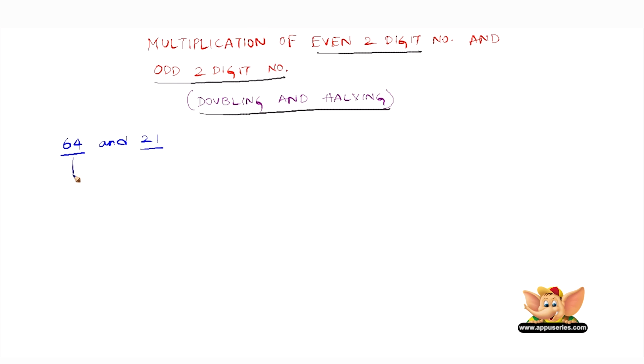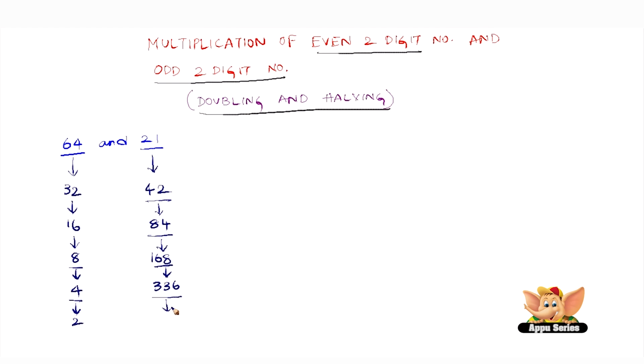So half of 64 is 32 and the double of 21 is 42. Half of 32 is 16, double of 42 is 84. Half of 16 is 8, double of 84 is 168. Half of 8 is 4, double of 168 is 336. Half of 4 is 2, double of 336 is 672.